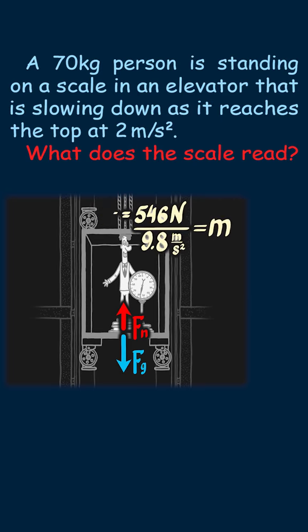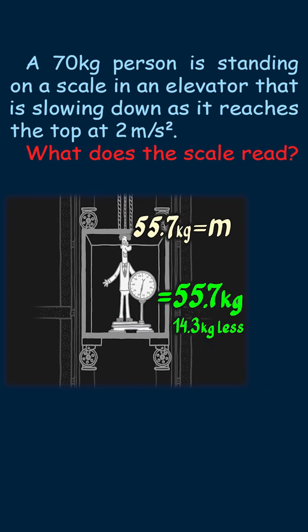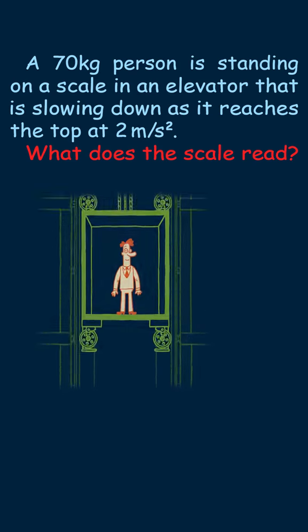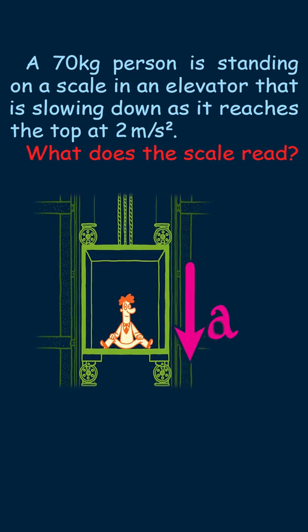Dividing by 9.8, this gets us an apparent weight of 55.7 kilograms, which is 14.3 kilograms lighter than our regular weight of 70 kilograms. This is also why it feels easier to jump at the top of a rising elevator. And there you have it. That's how to solve for apparent weight in moving elevators.